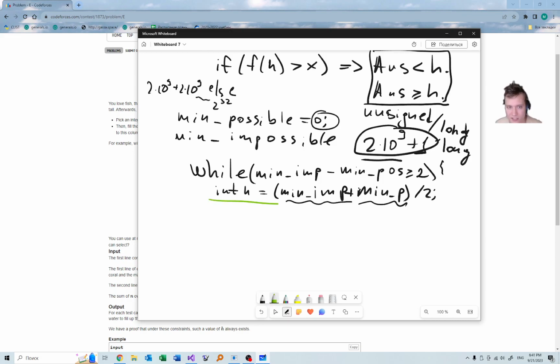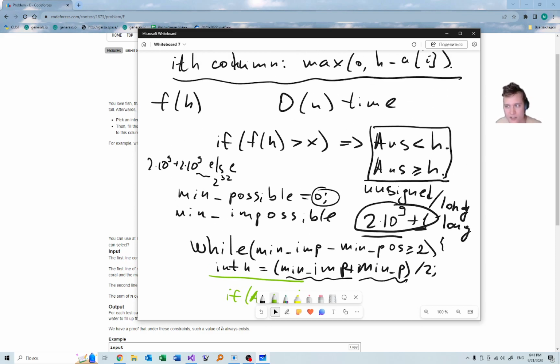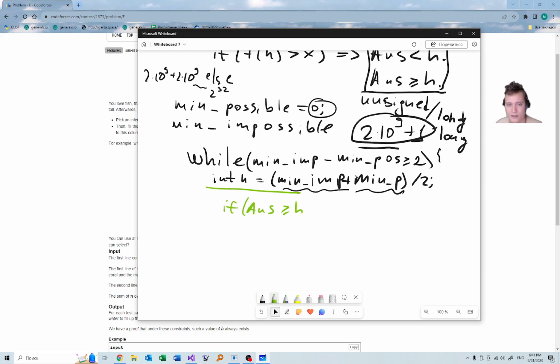So we calculated it, and then we check if the answer is at least h, which you can check by this procedure as I explained. Then you say that minimum possible is h, else minimum impossible is h. So this is the end of the binary search, and you return minimum possible.